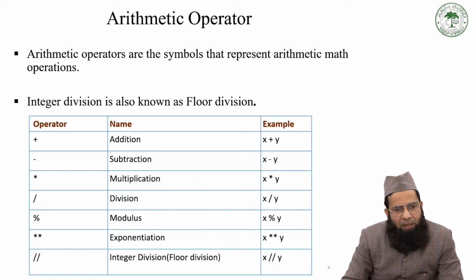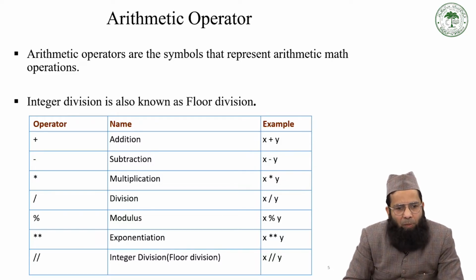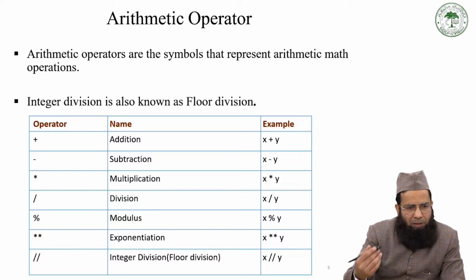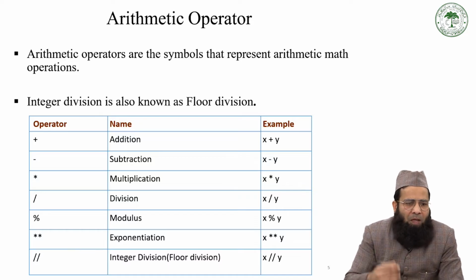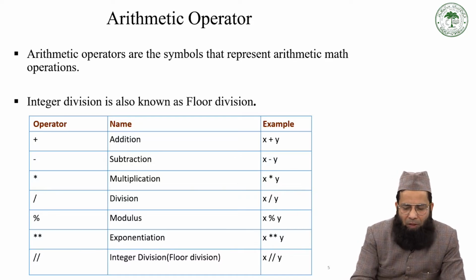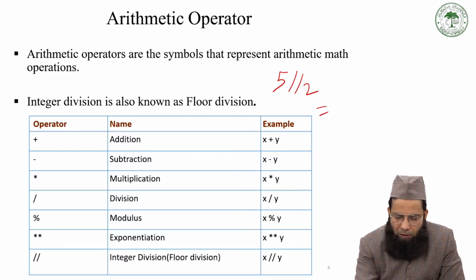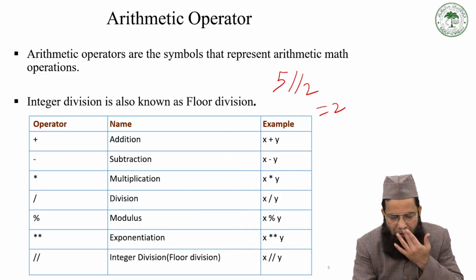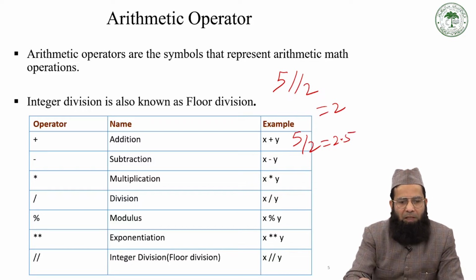As far as arithmetic operators are concerned, these are certain arithmetic operators: addition, subtraction, multiplication, division, modulus operation, exponentiation, and integer division as well. If I am performing 5 integer division 2, it would give me 2 actually. It will give me the floor division. But if I am performing 5 divided by 2, obviously it will give me 2.5, right? So this is the difference between division and integer division.